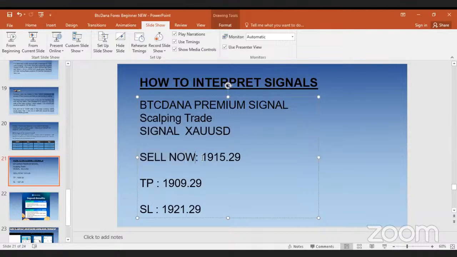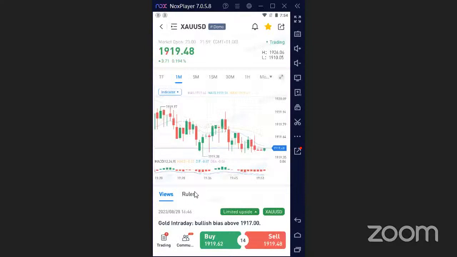When I say sell now, I'm expecting you to go to your BTC Dana trading application and click on sell. So let's go back to our BTC Dana trading application and click on sell. Now I hope you can see my screen. The signal is sell, XAU USD sell. Then you click on sell.